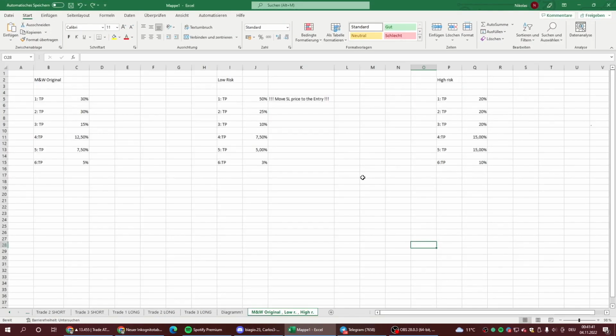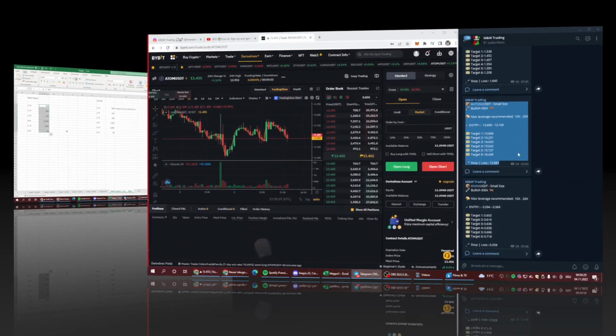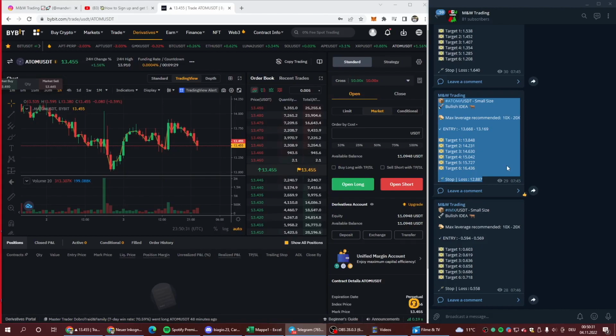So guys, now you can see the three variations: M&W original, low risk and high risk copy trades. Okay guys, now I'm going to show you how to copy our trades in the M&W original style. Here you can see the shares taken out per TP in percent. So let's start. Let's say we want to copy the ATOM trade.